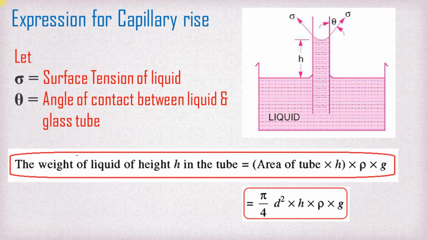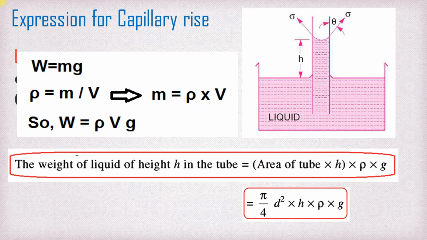The weight of the liquid of height h in the tube equals the area of the tube multiplied by h multiplied by rho multiplied by g. This equation comes from the fact that weight equals mass into gravitational acceleration, W equals mg, and we know the relationship of density equals mass upon volume. So mass equals density into volume. So the volume of the liquid, here we are considering the area of the tube, pi by 4 d square, multiplied by the height.